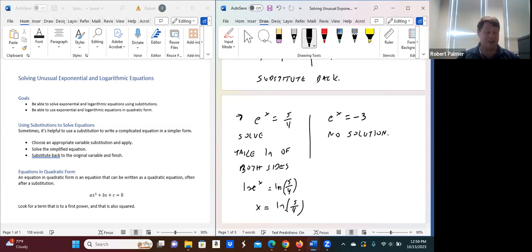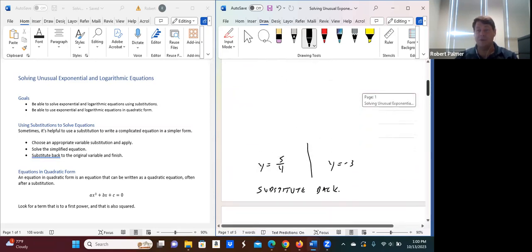That's the exact answer. If we approximate it, give me a moment and do that. And let me find my calculator, there it is. That's going to be approximately, to three places, 0.223. Okay, so that's then the solution to this equation.